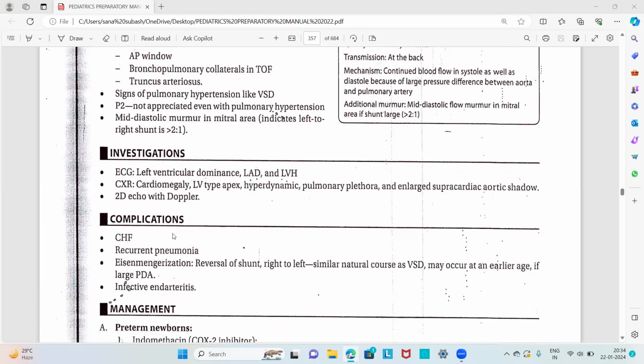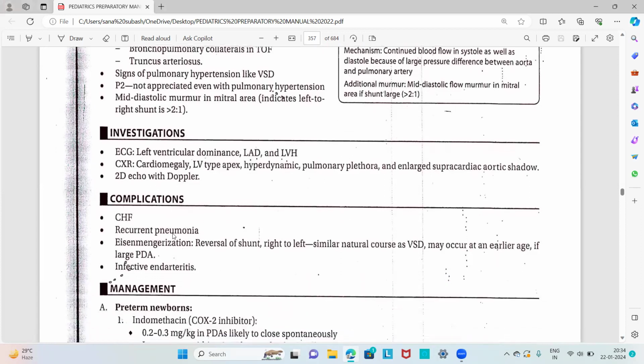Then what are the complications following patent ductus arteriosus? Congestive heart failure, recurrent pneumonia, and Eisenmenger syndrome. If the patent ductus arteriosus is untreated for a long time, it results in reversal of the shunt from right to left, resulting in Eisenmenger syndrome, a natural course similar to VSD, which may occur at an early age if the PDA is large. Infective endocarditis is another complication.